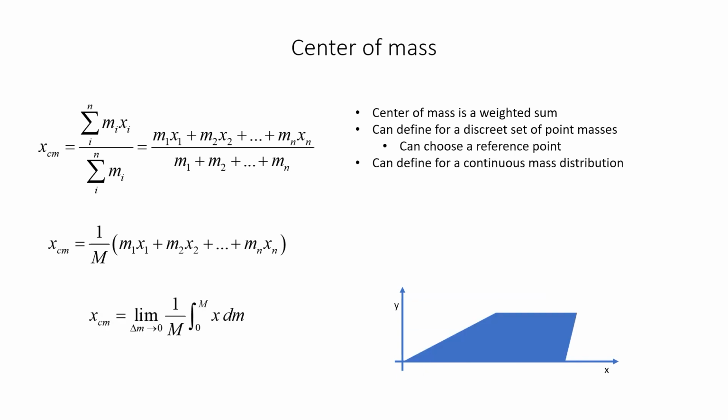If we have a continuous mass distribution, we can define the center of mass by taking an integral over the mass. So it turns into x center of mass equals the limit as delta m goes to 0 of 1 over total mass times the integral of x dm.